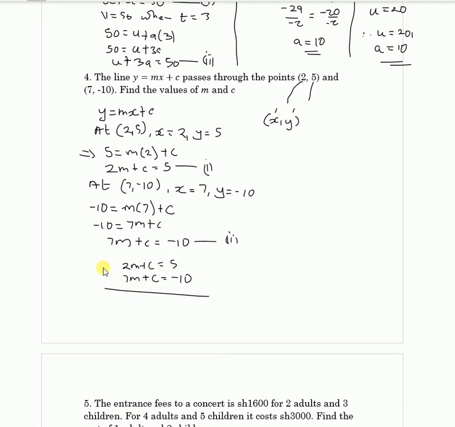So you can just subtract the equations. I have 2m minus 7m, I get negative 5m. Then c minus c, that is 0. So that is plus 0 is equal to 5 minus negative 10. I get 15. That's how I'm getting a positive 15 there.